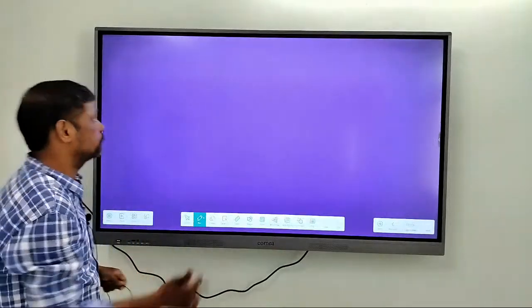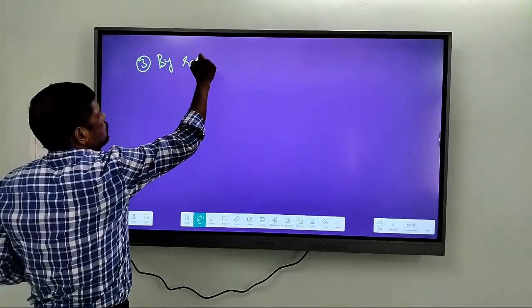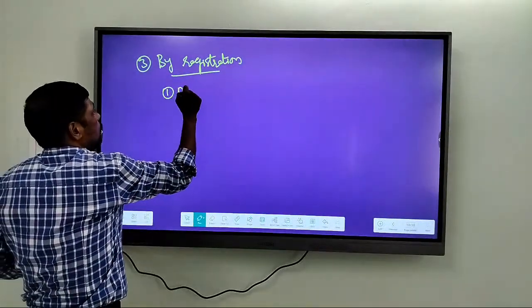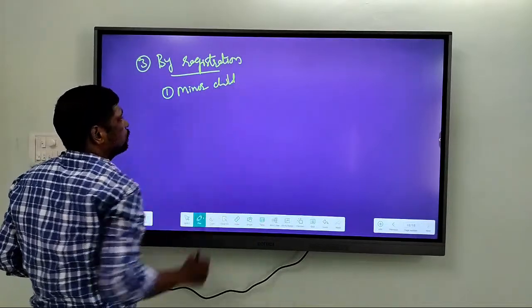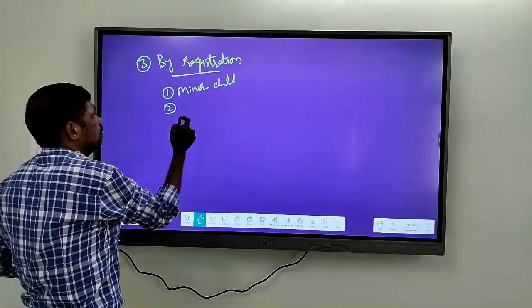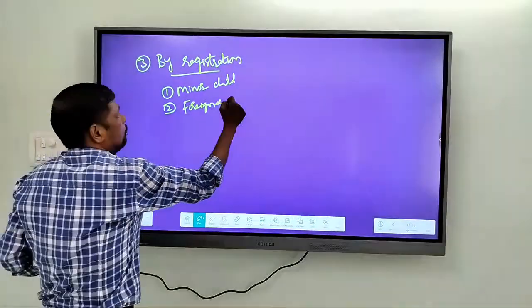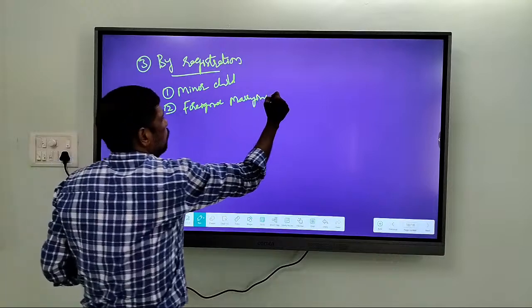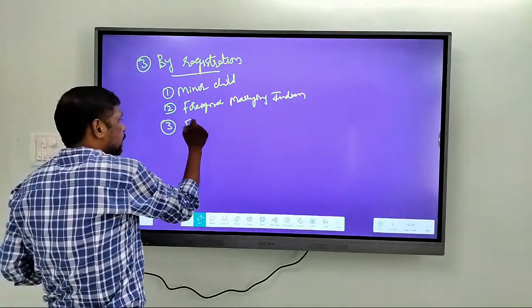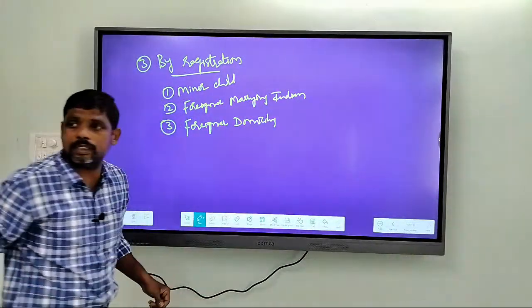Coming to the third case, by way of registration: a foreigner marrying an Indian, a foreigner who is staying in India, a foreigner who is domiciling in India.